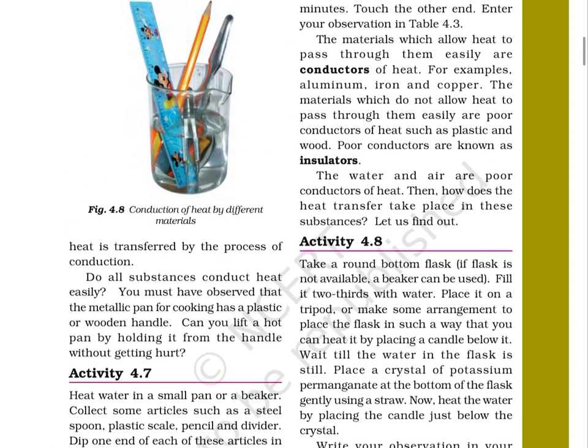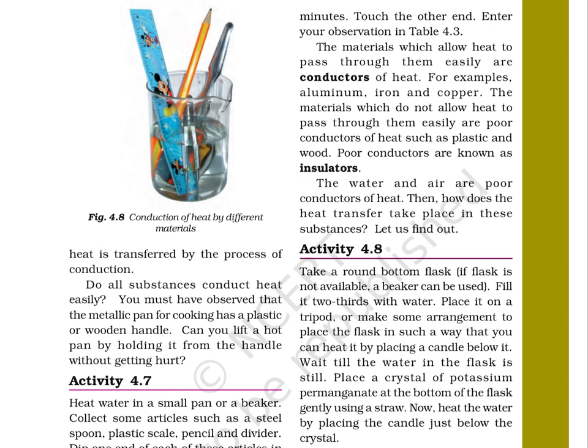The materials which allow heat to pass through them easily are conductors of heat. For example, aluminum, iron, and copper. The materials which do not allow heat to pass through them easily are poor conductors of heat, such as plastic and wood. Poor conductors are known as insulators. The water and air are poor conductors of heat. Then, how does the heat transfer take place in these substances? Let us find out.